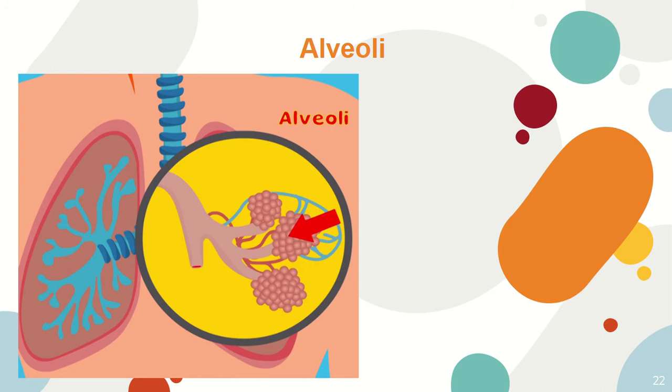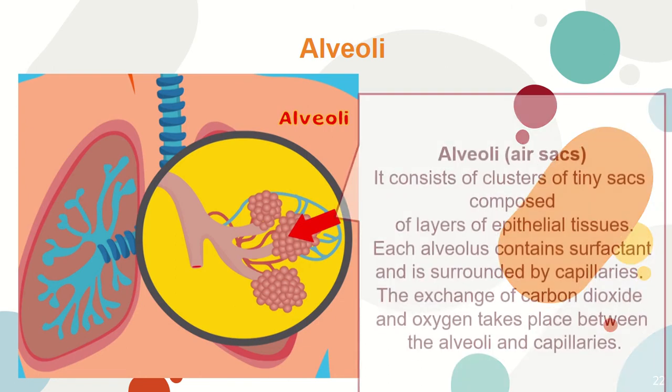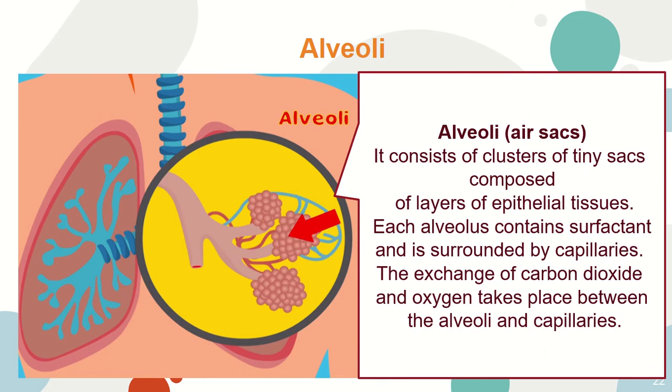Next, within the lungs, we have what we call the alveoli. The alveoli, or the air sacs, consist of clusters of tiny sacs composed of layers of epithelial tissues. Each alveolus contains surfactants and is surrounded by capillaries. These capillaries are where the exchange of carbon dioxide and oxygen takes place between the alveoli and capillaries.